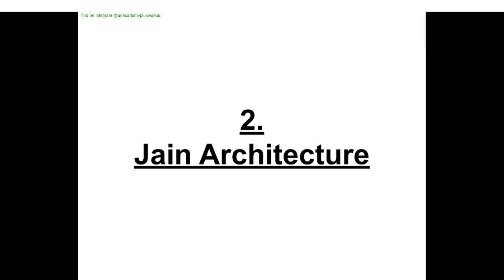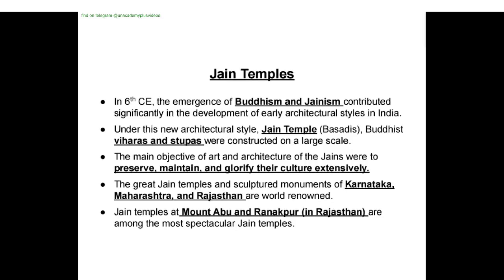Jain architecture. Jain temples. In the 6th century CE, the emergence of Buddhism and Jainism contributed significantly to the development of early architectural styles in India. Under this new architectural style, Jain temples, basadis, Buddhist viharas, and stupas were constructed on a large scale. The main objective of art and architecture of the Jains was to preserve, maintain, and glorify their culture extensively.